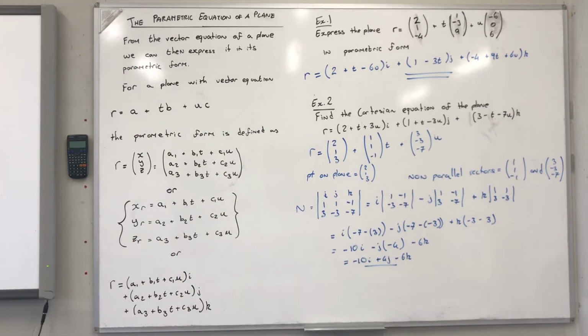So now that I've got a normal to the two non-parallel vectors, I can then use the Cartesian form of a plane, which is ax plus by plus cz equals d, where a, b and c are just the components of the normal, and then I can calculate d by substituting in any point.